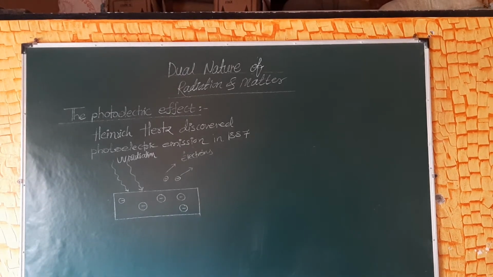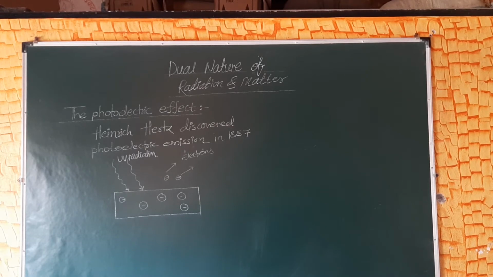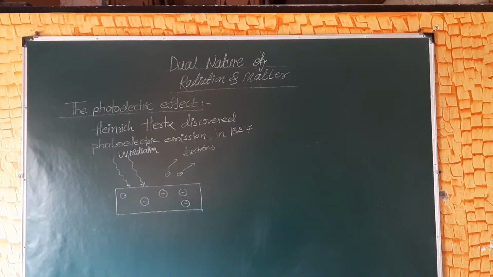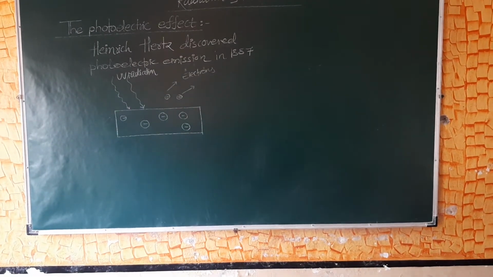The phenomenon of emission of electrons from a metal surface when radiation of appropriate frequency is incident on it, as shown in figure, is known as photoelectric effect.